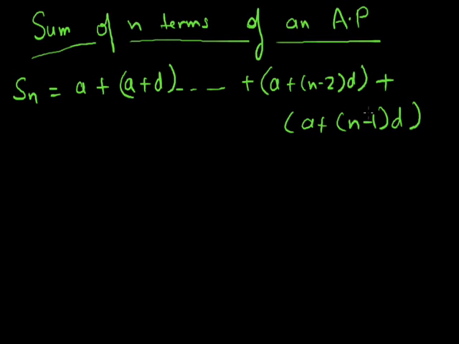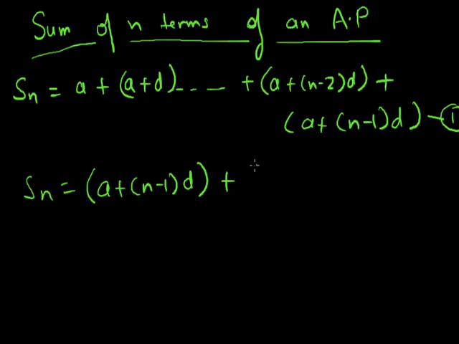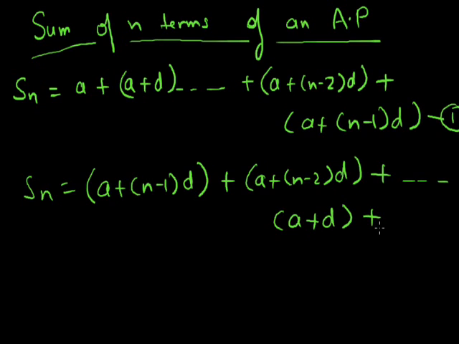Now, this will become our first equation, and the second equation we can write as the sum of n terms of an AP in the reverse order. Like we first write the nth term of an AP, which is a plus (n minus 1) into d, plus the second last term, which is a plus (n minus 2) into d, plus up to a plus d plus a, up to the first term of an AP. So in the first equation we have written the sum of n terms of an AP in the proper order, and the second equation we have written in the reverse order. So now we will add these two equations.